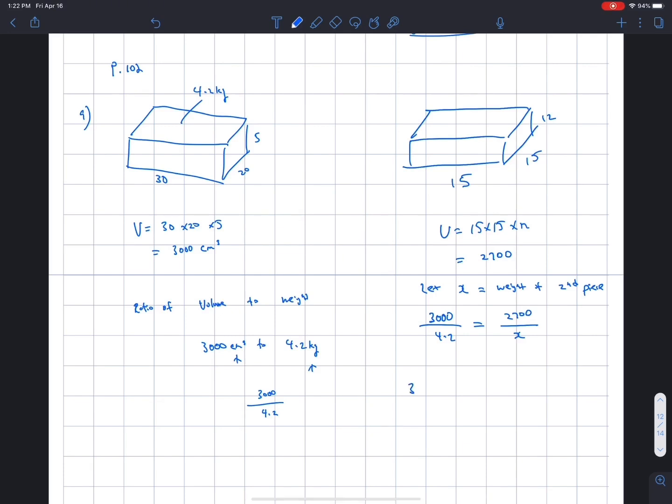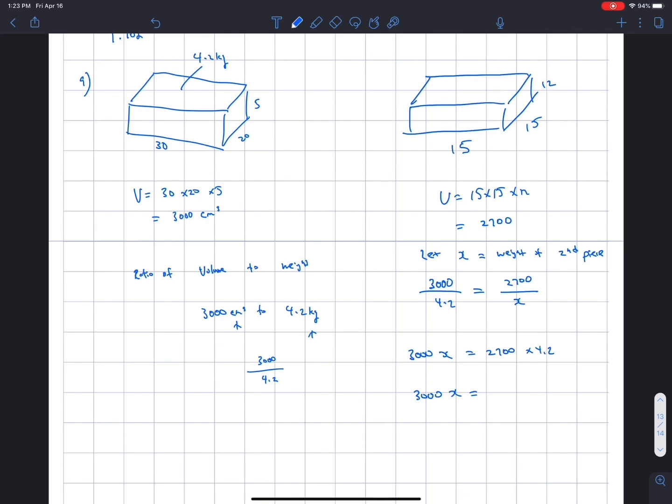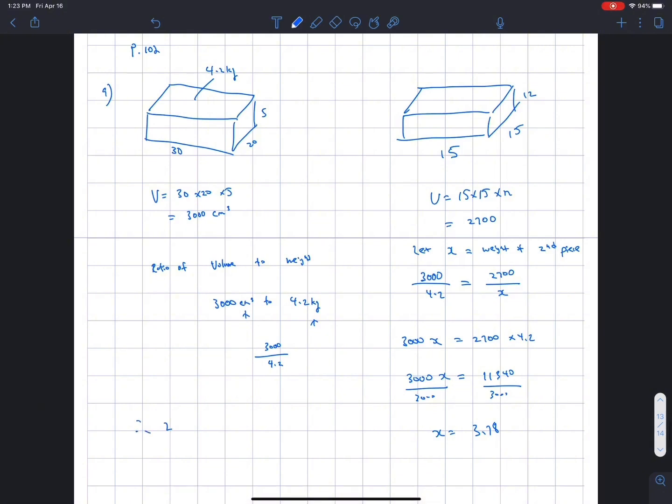So now we can cross multiply: 3000 times x equals 2700 times 4.2. So 3000x equals 11,340. And now we can just divide both sides by 3000. We get x equals 3.78. So now we can say that the second piece of wood weighs 3.78 kilograms.